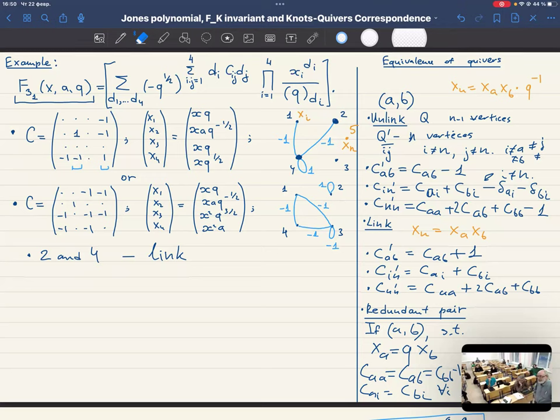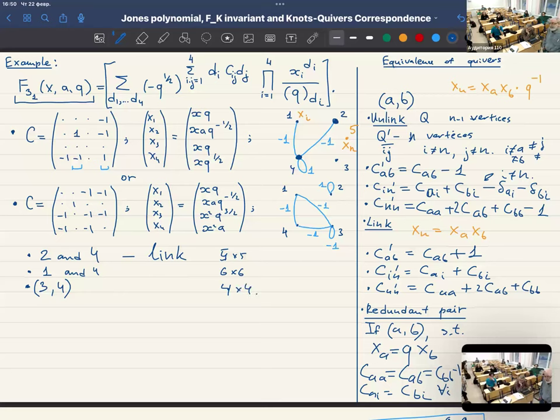Yes. So there are three steps to come from the first one to the last one. So we need to link 2 and 4, then we need to again link 1 and 4. And then it turned out that pair 2, 3 will be redundant, so we can remove it. So at the beginning we had a matrix 4 by 4, then we have a matrix 5 by 5, then here we have a matrix 6 by 6, and then we remove 2 rows and 2 columns and get 4 by 4. And maybe I need to do something here, or leave it as an exercise.